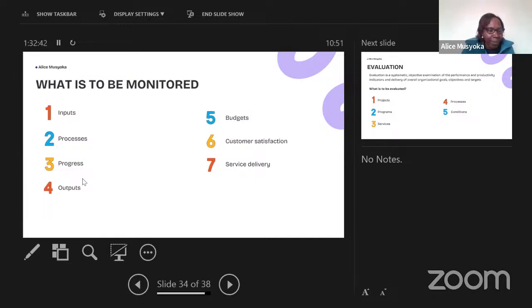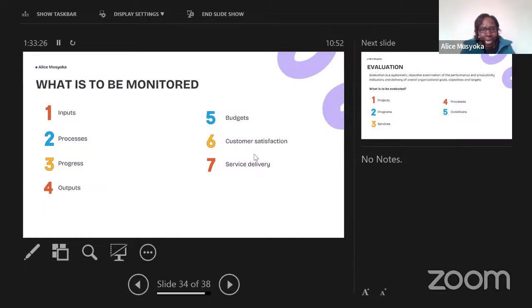Then on progress, we need to monitor progress so that if there are any gaps, we are able to take action on that. We take corrective measures. Then we need to monitor outputs and be able to be sure that they tally or tie up to our targets as set. We need to monitor budgets because this is about money. We cannot carry out a project without budget. So that is very key. It is something worth monitoring to ensure that we don't exceed the set budgets.